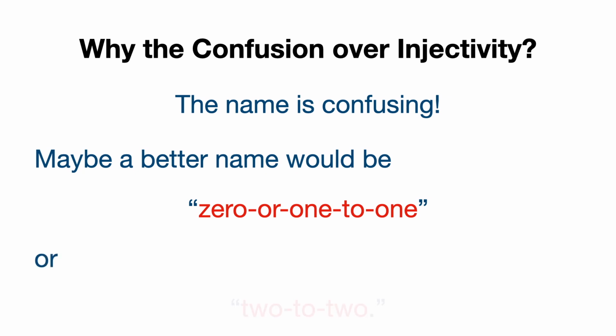Another possibility could be 2 to 2, which indicates that 2 different elements of the domain must map to 2 different elements of the codomain. Sadly, we're probably not going to be able to dethrone 1 to 1. Perhaps we should just stick with injective.